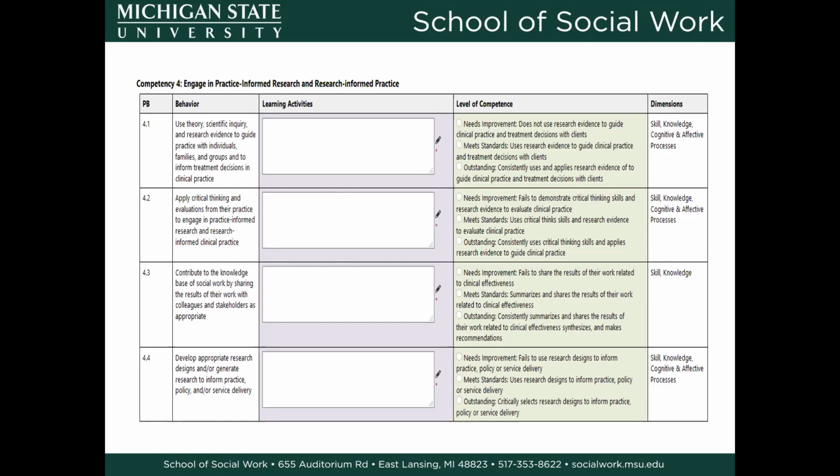This also shows the evaluation portion of it, which we'll look at moving forward. And then you don't have to worry about the dimensions part of it. This is just what the behavior includes: knowledge and skill and the cognitive affective, which is the reflective self-reflection piece. CSWE recommended that we have that in this tool, so you don't have to worry too much about that.